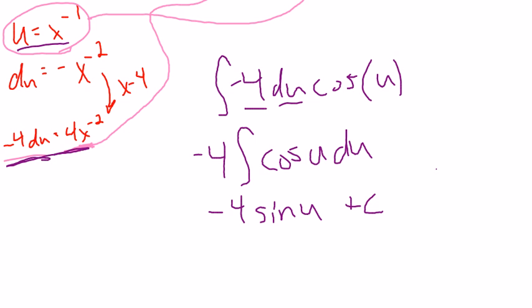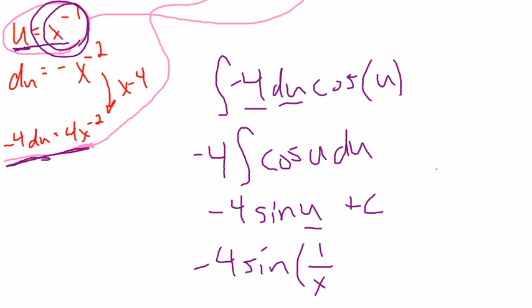And now I am almost done. I just need to sub in this x to the negative 1 as u for this u right here. So I get, and I'm going to write it as a fraction because that's the way it was given to me, negative 4 sine of, I could write x to the negative 1, but I'm going to write 1 over x because that's how it was given to me, plus c. That's all.